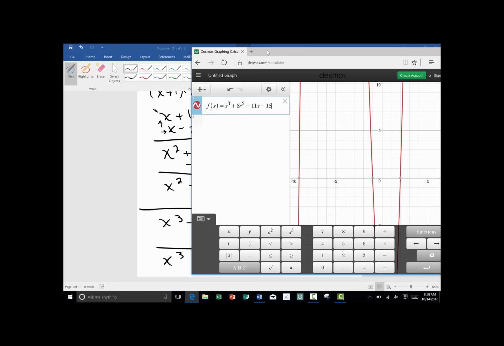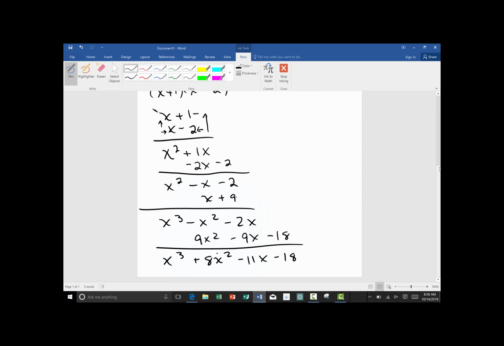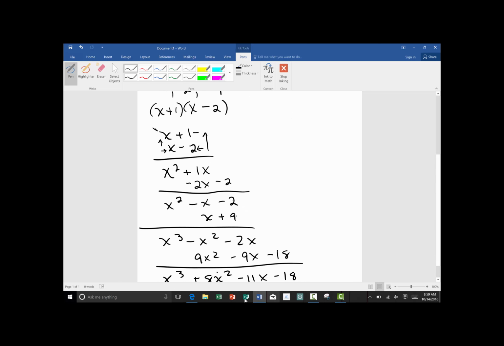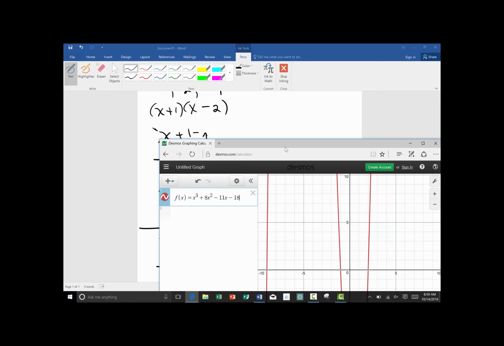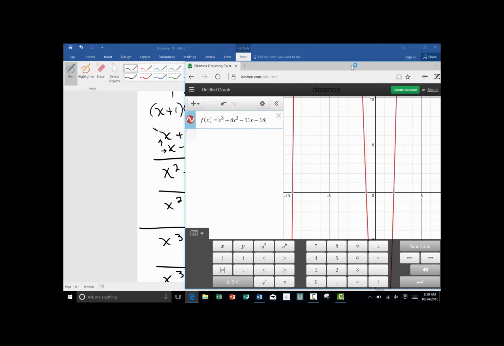And what we're looking for is where this crosses the x-axis, and we know that the zeros are supposed to be, what do we say from here? Minus 1, 2, and minus 9. So let's look at it and see. I'll pull this up and look. There's minus 1, there's 2, there's minus 9. So the one that I got is the one that is actually supposed to be the answer. So that's how you can check it.